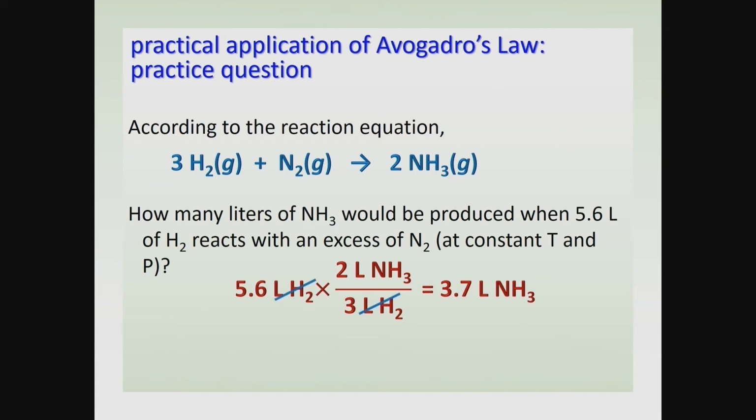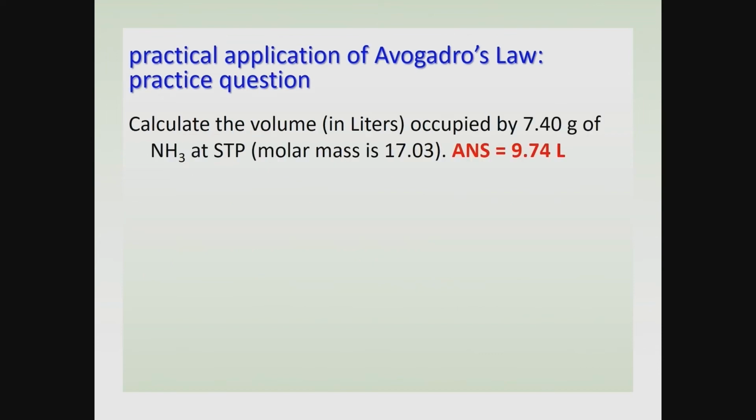And so you can use that ratio to set up a fraction to help you solve the problem. And so what I've done here is I've just set up the fraction of 2 liters of ammonia to 3 liters of hydrogen, and then I flipped it in such a way that the liters of hydrogen cancels out, and so we get an answer in liters of ammonia. So that liters of ammonia, 3.7, is what you would get from 5.6 liters of hydrogen. Okay, so let's go ahead and solve a few problems using this relationship that can be very helpful.